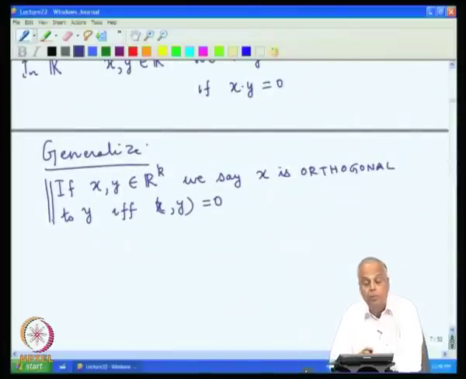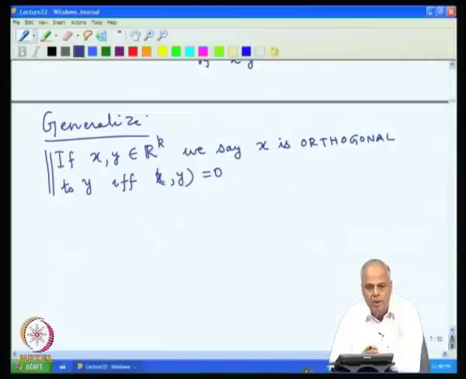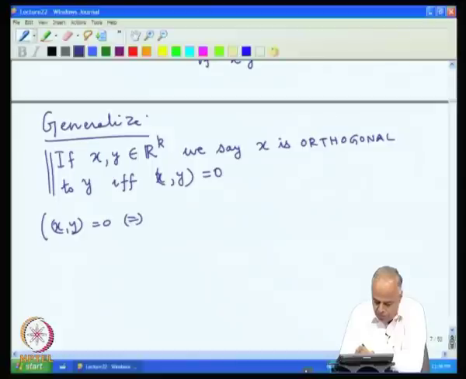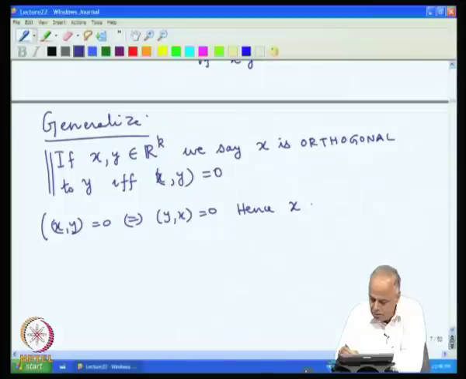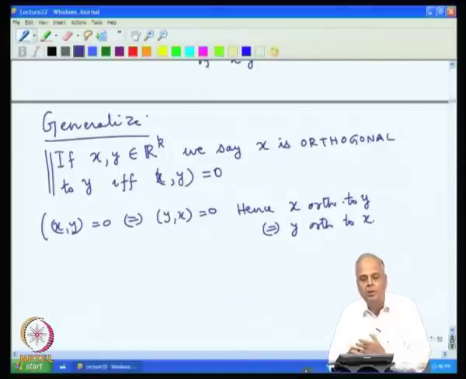Recall that the inner product of two vectors is a number. If that number is 0, we say x is orthogonal to y. Now, if the inner product of x and y is 0, the inner product of y and x is also 0. So, if x is orthogonal to y, y is automatically orthogonal to x. So, the inner product of x and y equals 0 if and only if the inner product of y and x equals 0. Hence, x is orthogonal to y if and only if y is orthogonal to x, and that is why we will not say x is orthogonal to y or y is orthogonal to x, we will simply say x and y are orthogonal.